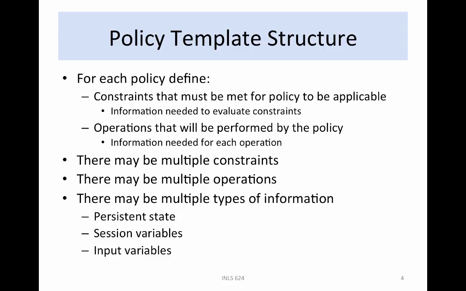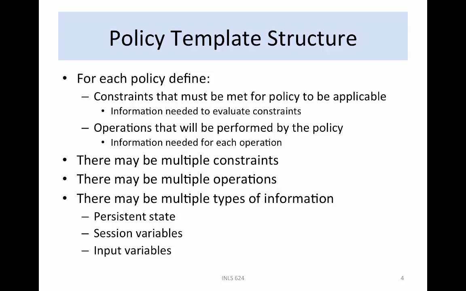In practice, policies had to define constraints, which specified the collection, files, and users affected by a policy; constraint information, which defined the information needed to evaluate the constraint; operations that are applied if the constraint is passed; and operation information needed to apply the operations. A given policy might need to apply multiple constraints, multiple operations, and use multiple types of information.